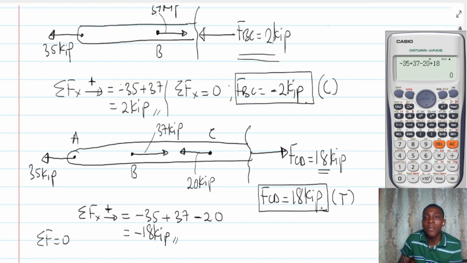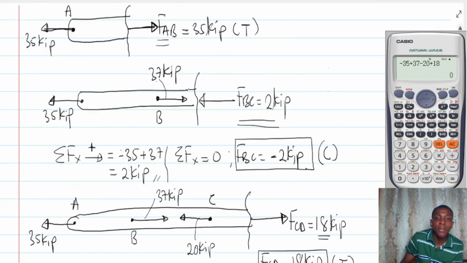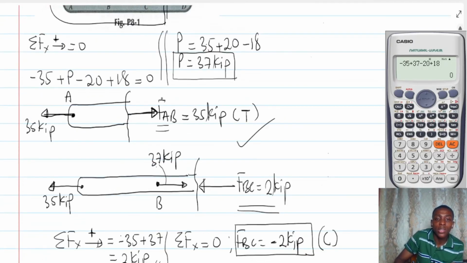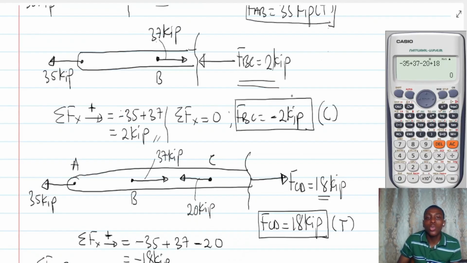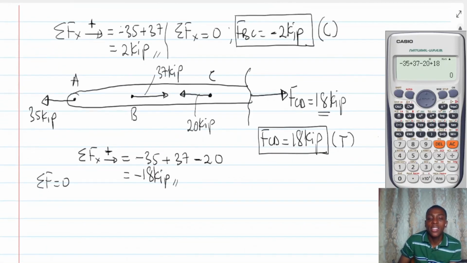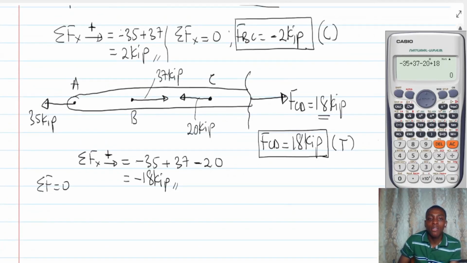If you solve for the force in the member and get negative, it's a compressive force. And if you solve for the force in the member, you get positive. That means it's a tensile force. So we've been able to solve for the force in member AB. That we got what? So the force in member AB, we got 35 kip, right? And then it was a tensile force. And then the force in member BC was what? 2 kip, but it was a compressive force, so minus 2 kip. Finally, the force in member CD is what? 18 kip, which is a tensile force.